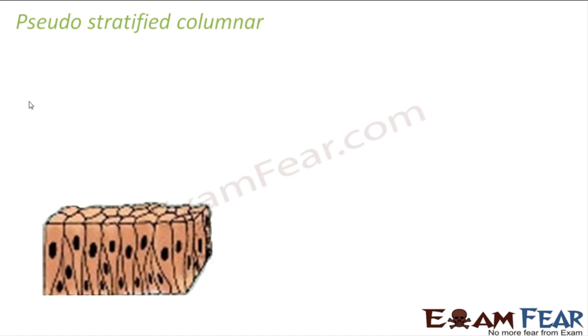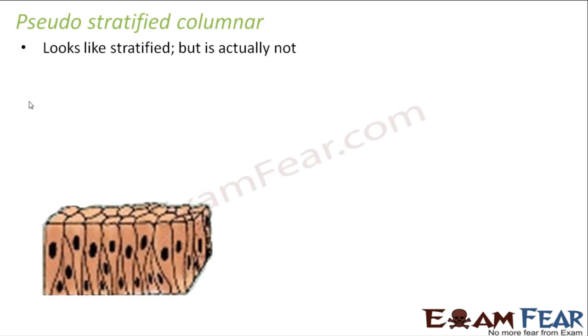Now let us talk about the pseudo-stratified columnar epithelium. What is this pseudo-stratified? Something which looks stratified, but actually it is not. So it looks like stratified, but is actually not. If you look at this picture, by looking at it at once, you will feel that it is made up of multiple layers.